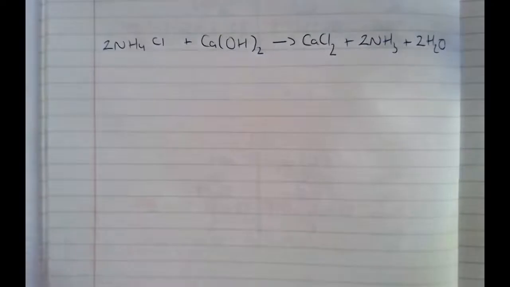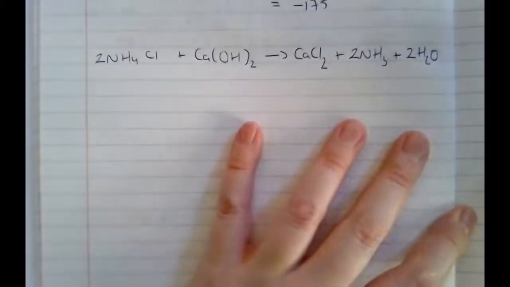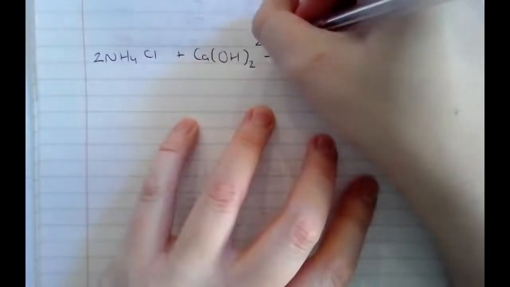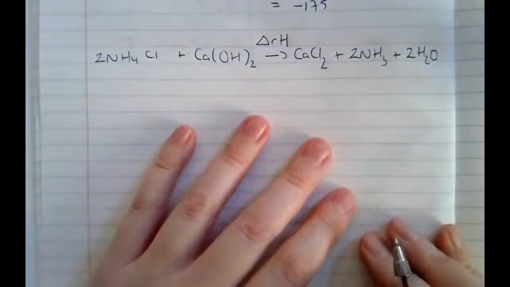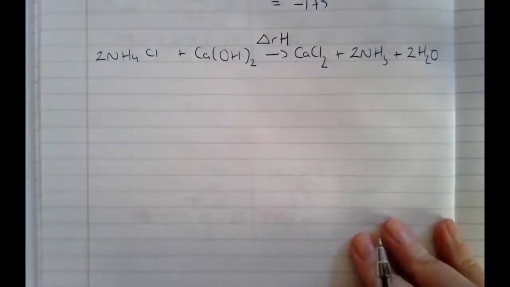Okay, the next one, this is 2b. Again, I'm given a chemical reaction and I am asked to find the enthalpy change of this reaction. Again, for whatever reason, you can't find this by just doing the experiment. You have to find it indirectly using a Hess cycle. And because I'm given the formation data, I'm going to do this in exactly the same way as before.